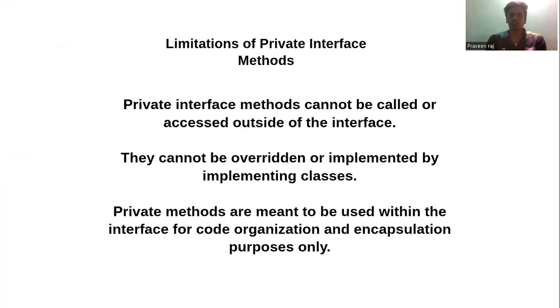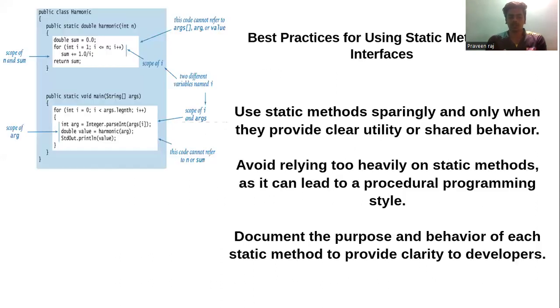Limitations of private interface methods. Private interface methods cannot be called or accessed outside of the interface. They cannot be overridden or implemented by implementing classes. Private methods are meant to be used within the interface for code organization and encapsulation purposes only.